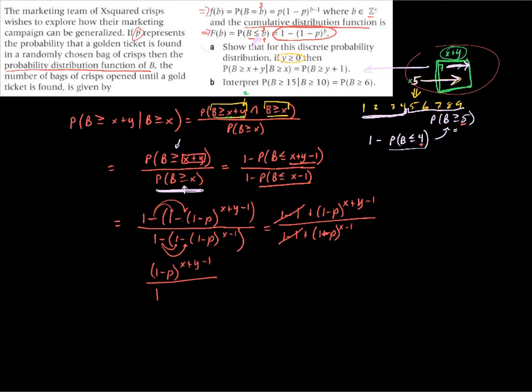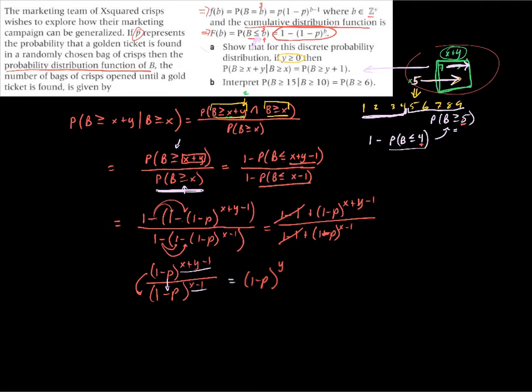Sorry, this is a minus. 1 minus p to the x minus 1. And remember, when you're dividing things that have the same base, we can subtract the exponents. So x plus y minus 1 minus x minus 1 is going to leave us with 1 minus p to the y power. Okay, so this is pretty far simplified.